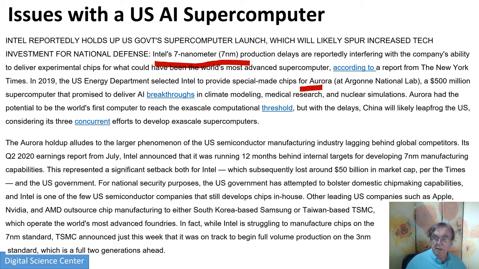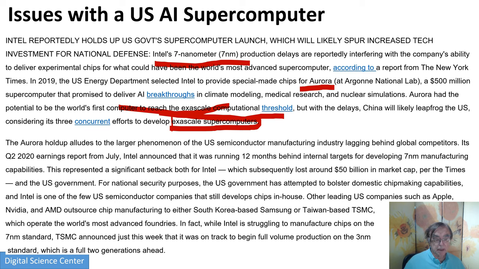And it affects a lot of my friends who work for Argonne National Lab, and they're anticipating a machine called Aurora, which is meant to do AI in climate modeling, medical research, and nuclear simulations. And it was meant to be the first computer in the world to reach exascale. But now they anticipate that it will be delayed, and depending on how much the delay is, maybe China will develop exascale supercomputers quicker. Actually, I think AI is more important. We want to keep on increasing the power of computers, but exascale will not be a transformational effect, in my opinion. It will be an important effect, but not transformational.